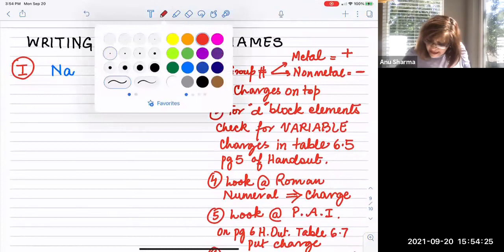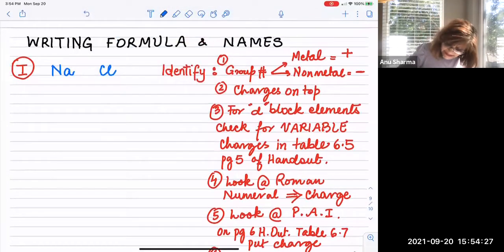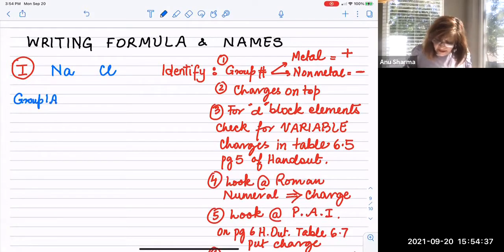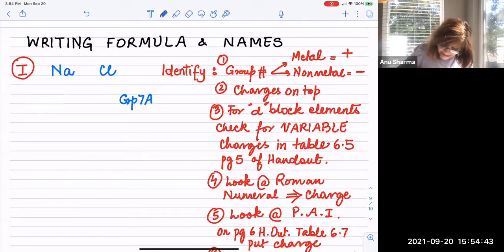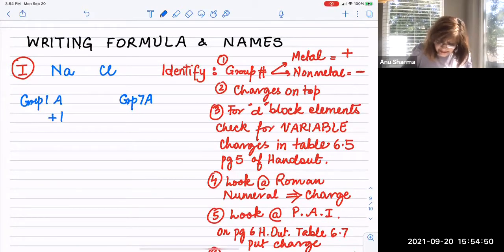Okay, so here we have sodium. Sodium is in group, so for the group I'm going to just put here, identify group 1A. Chlorine is in group 7A. Group 1A and 7A. So that means sodium will have a +1 charge. Chlorine has a -1 charge.